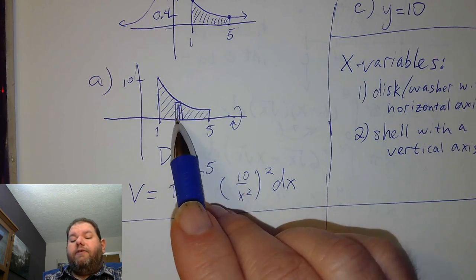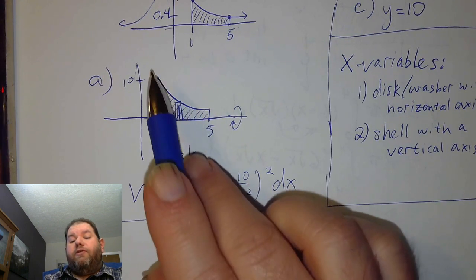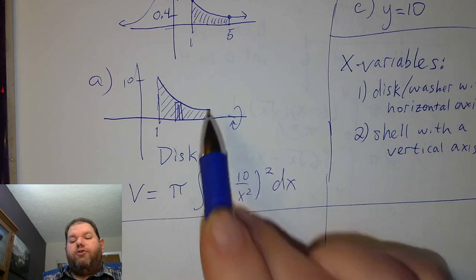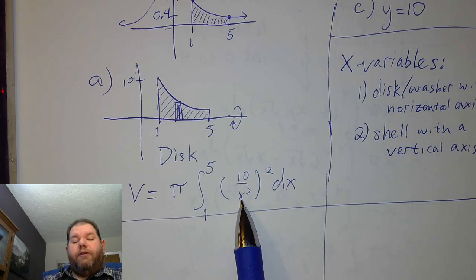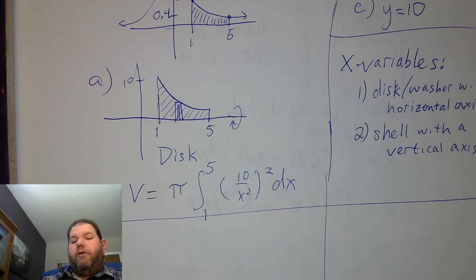Our radius is just the distance from the axis to the opposite side of the figure, which is the y equals 10 over x squared function. So our radius is 10 over x squared, and as part of the formula we do square that, and then we'll integrate with respect to x.